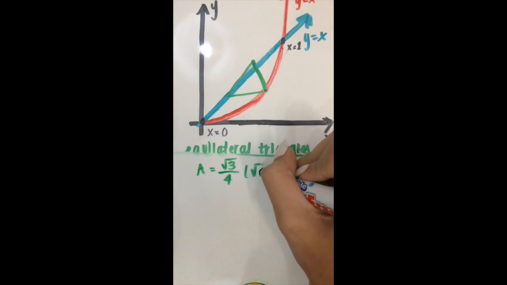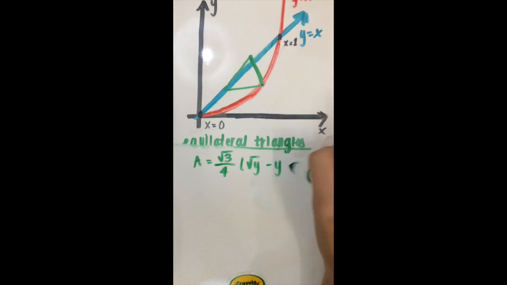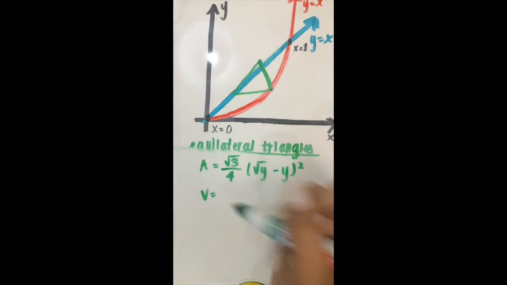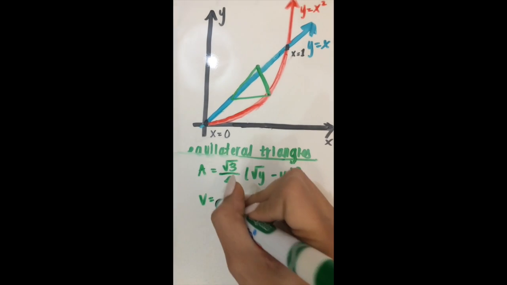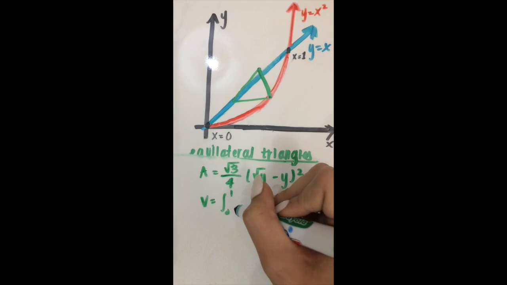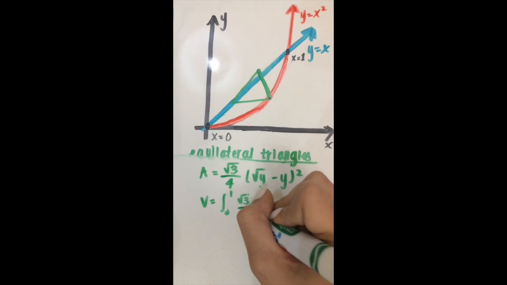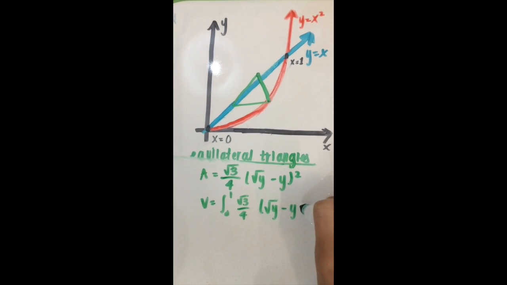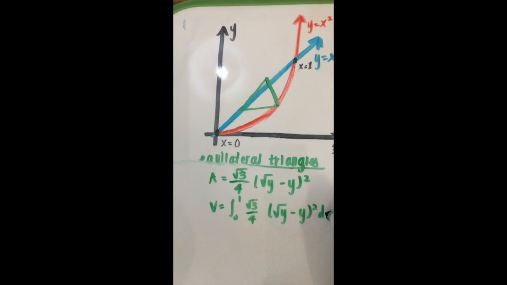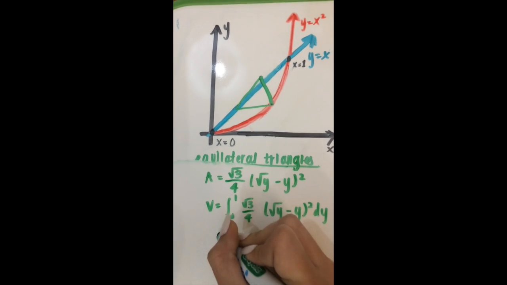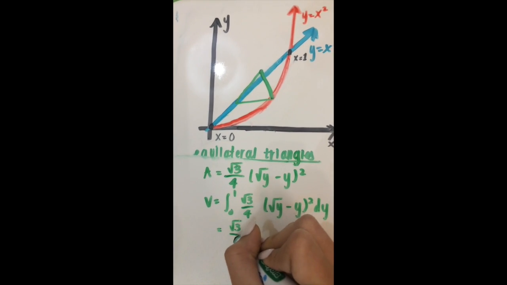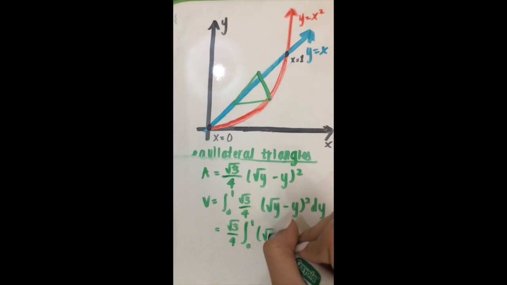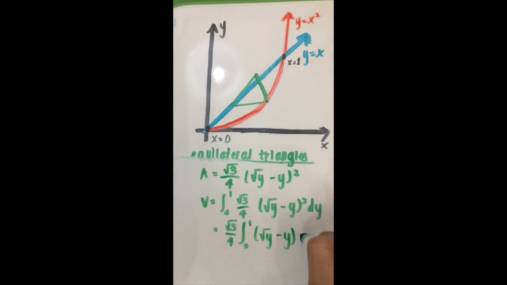Therefore, the area of the equilateral triangle will be root 3 over 4 times (root y minus y) squared. Then you can find the volume by taking the integral from 0 to 1 of root 3 over 4 times (root y minus y) squared dy. It is important to note that when you're taking cross-sections parallel to the x-axis, they vary by dy, or the rate of change in y, rather than dx, the rate of change in x.